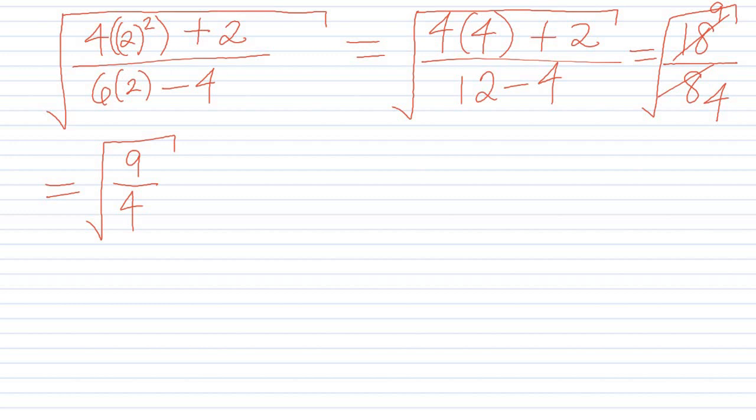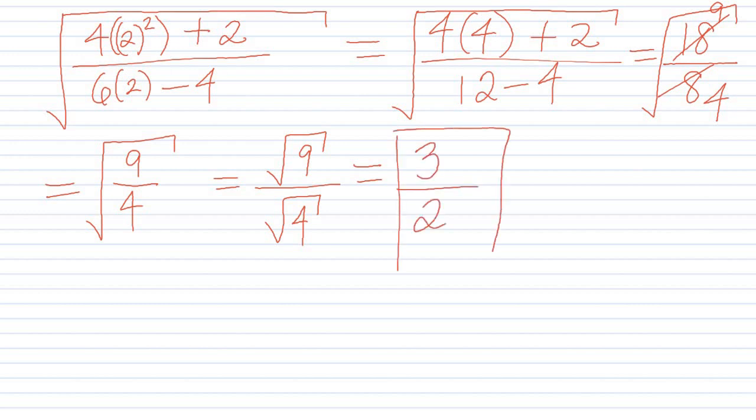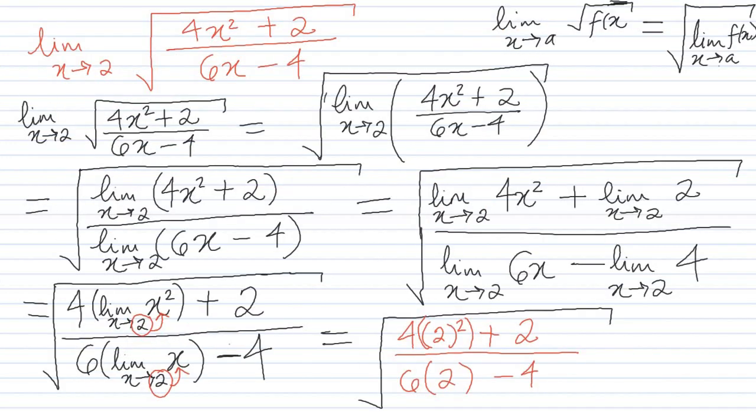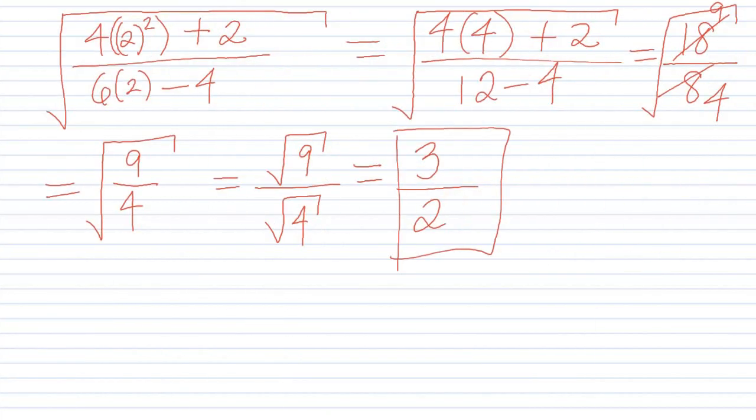So that's the square root of 9 divided by 4. The square root is the same thing as the square root of 9 divided by the square root of 4, which is the same thing as what? 3 over 2. So therefore our answer to this entire unique question is just basically 3 over 2. That's our answer.